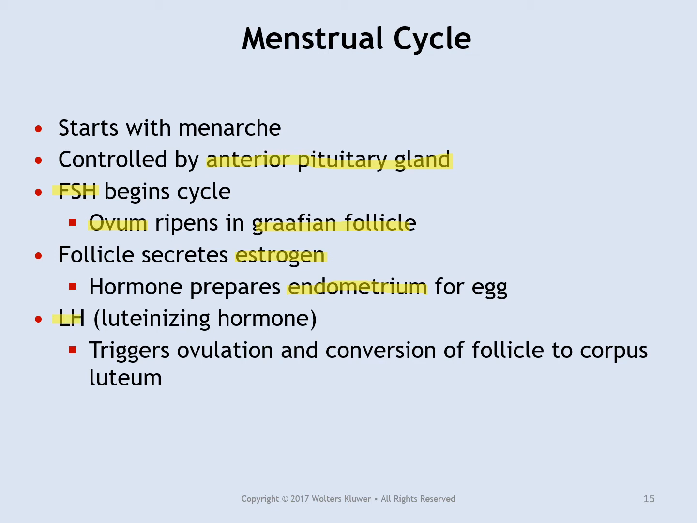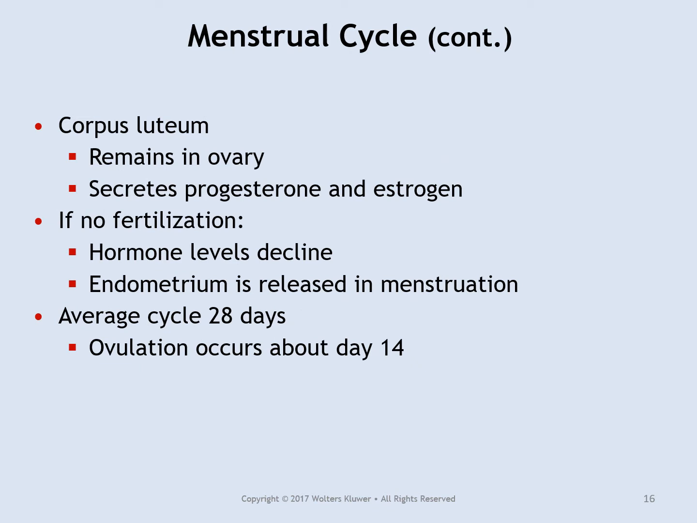And again, luteinizing hormone, that should look familiar from the male reproductive system. That's what causes ovulation, and at that point the follicle that the egg was being developed in develops into a structure called the corpus luteum. And we'll explain the structure of the corpus luteum as we take a look at the menstrual cycle. So the corpus luteum stays in the ovary, of course, and then starts producing the hormones progesterone and estrogen to help support a pregnancy. If fertilization does not occur, these hormone levels decline and the endometrium is shed during menstruation. So the average is 28 days, with ovulation occurring in the middle of that 28-day cycle.